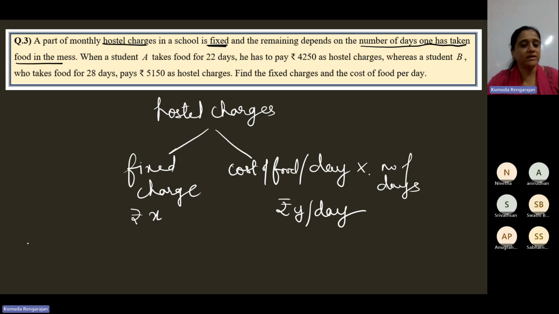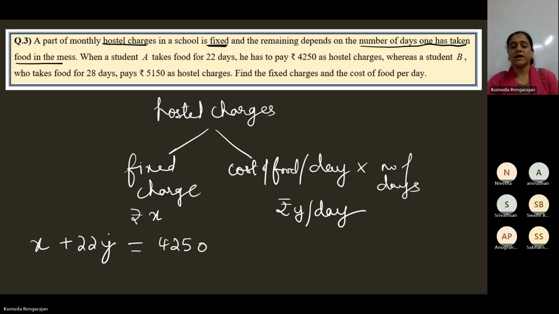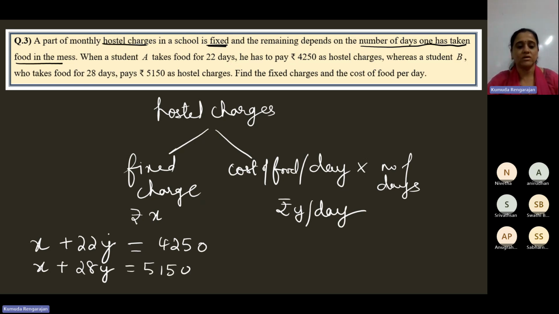So for student A, he has to pay X plus 22Y. 1 day Y rupees, 22 days, 22Y. That is the mess charges. So totally the fixed charge and the mess charges make the hostel charges, and that is 4250. Correct? And for the other student B, he or she has to pay X along with 28Y, equal to 5150.